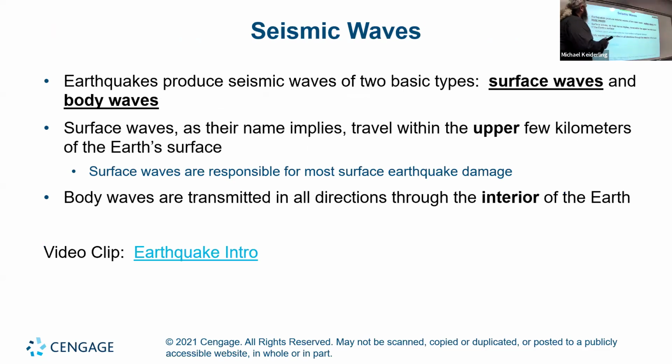So earthquakes produce seismic waves of two basic types, surface waves and body waves. Surface waves travel on the surface, the upper few kilometers of the Earth's surface. They're responsible for the most earthquake damage because they're making the ground wiggle. While body waves are transmitted in all directions through the interior of the Earth. And body waves actually come in two types. Body waves are what people are interested in when studying the interior of the Earth.